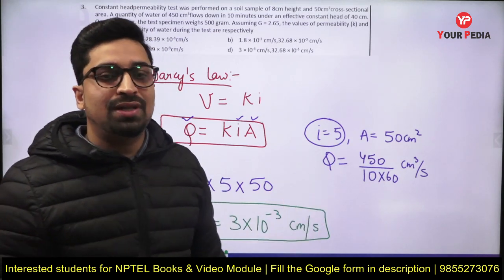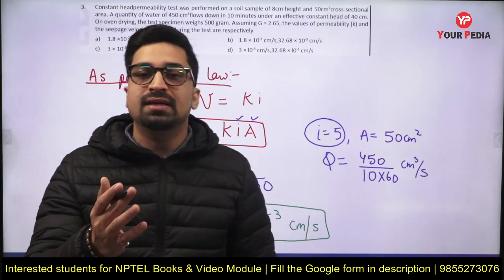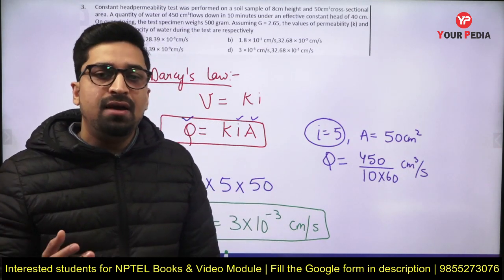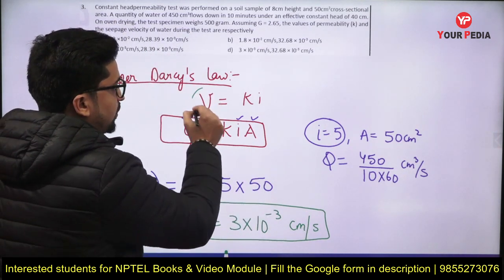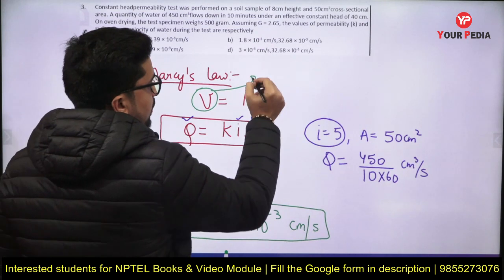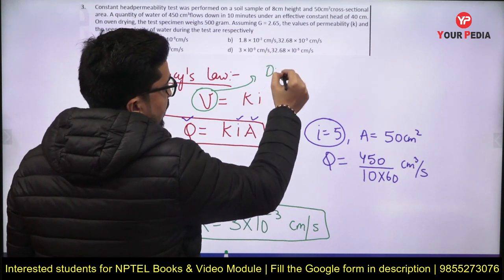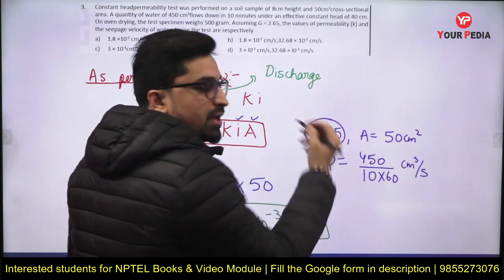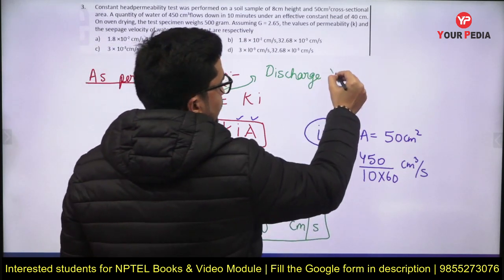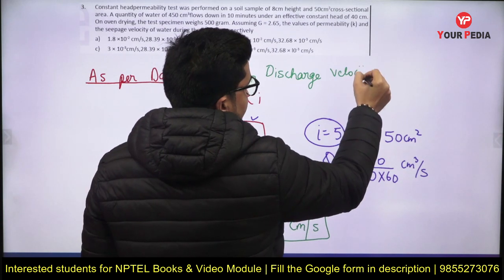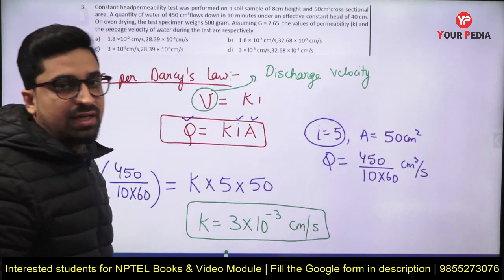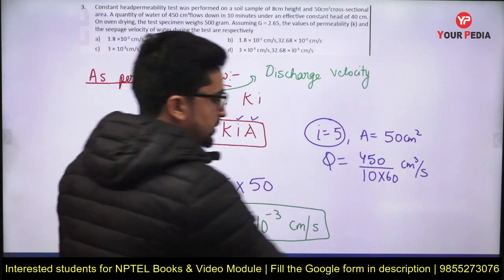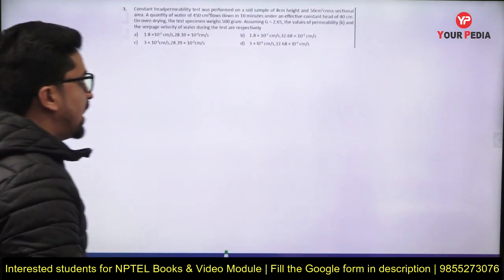But here in this question, they are also asking you to calculate the seepage velocity. And we know that this velocity V is equal to Ki, which is basically the discharge velocity. So we need to calculate the seepage velocity from the discharge velocity, right? There is a relation between discharge velocity and seepage velocity, so let us move on to that part.